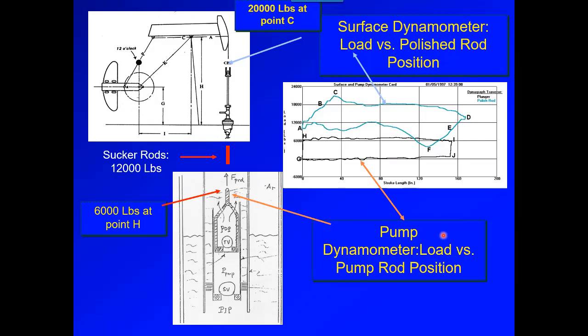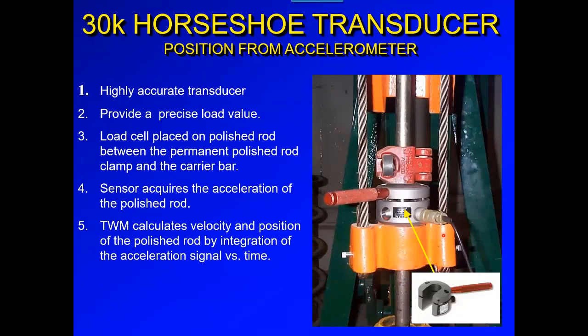Now, to introduce our first sensor, we're going to be talking about the 30K horseshoe load cell transducer. What is the horseshoe load cell transducer, and how is it different from the other sensors? First of all, this is a very highly accurate transducer, because it has the ability to be zeroed prior to placing it between the rod clamp and the carrier bar, which we'll talk about the process of doing shortly. So, very precise.